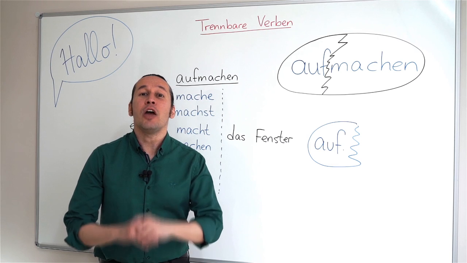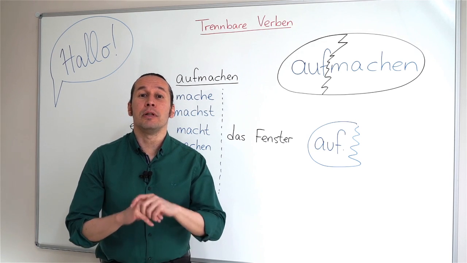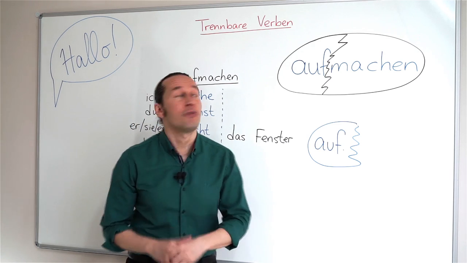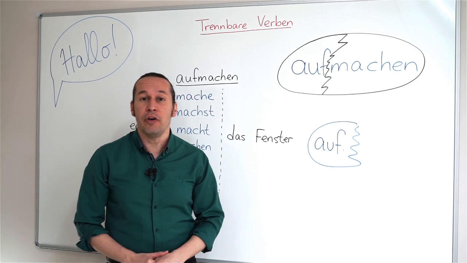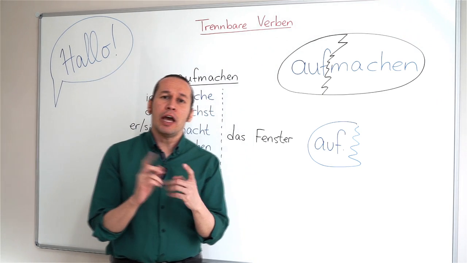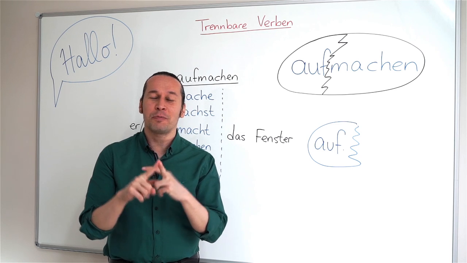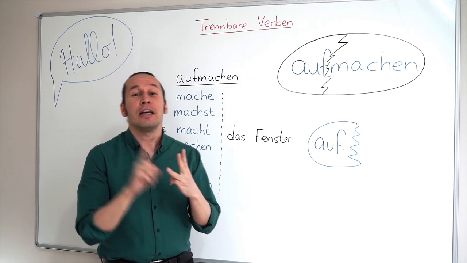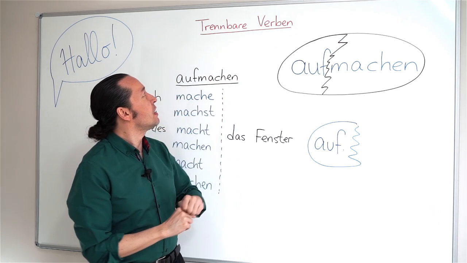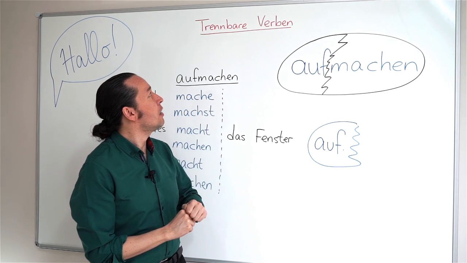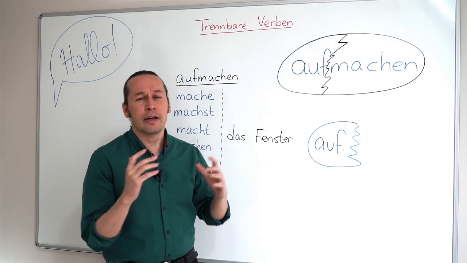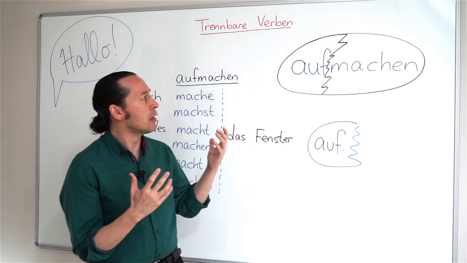In this lesson, we are going to learn separable verbs, which stands in German for Trennbare Verben. So, in German we had before regular verbs, irregular verbs, and now these are the separable verbs, which is, as I said, Trennbare Verben. What do we understand from this term Trennbare Verb?